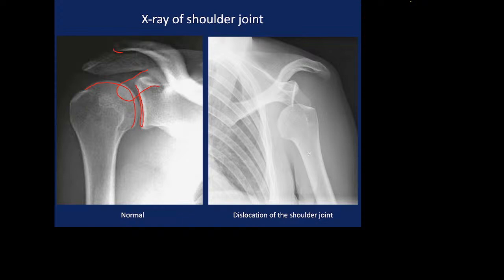The right picture shows dislocation of the shoulder joint, and as you see, the weak point is the inferior part of the capsule. Because of that, the head of the shoulder bone is dislocated down. It is a typical downward dislocation, the standard dislocation of the shoulder joint.